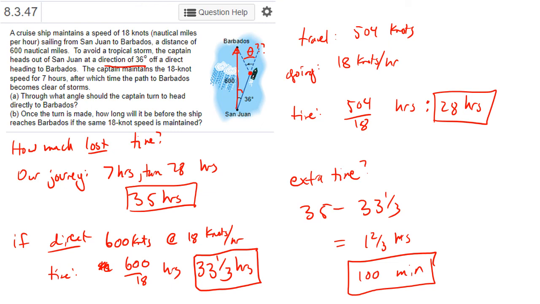Okay. So that wasn't actually asked for in this problem, but it is a nice little extra step I sometimes like to ask on these questions.